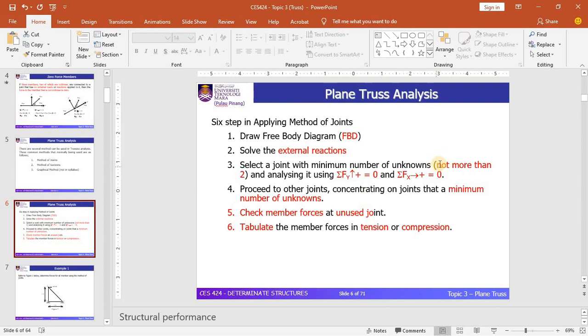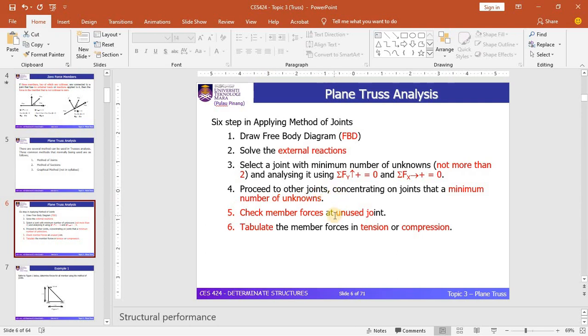Okay, so you need to bear in mind that you need to choose the joint where the number of unknowns is not more than 2. So this is very important for this method. Okay, which is the key point for this method. So proceed to other joints, and again you need to consider the minimum number of unknowns, which is not more than 2.